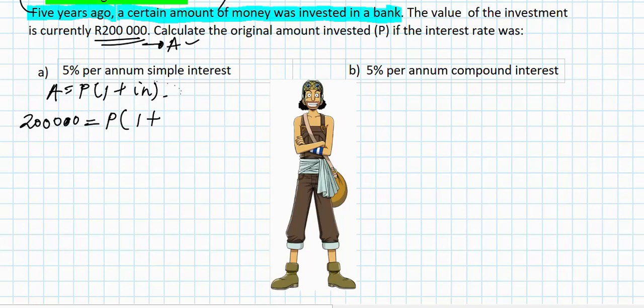What is my interest? Right here. This is my interest as a percentage. This is my interest rate. So I'm going to write this as 0,05, because you remember you have to write this as a decimal. I'll multiply this by how many years? How many years are we talking about here? 5 years. So I'll multiply this by 5.